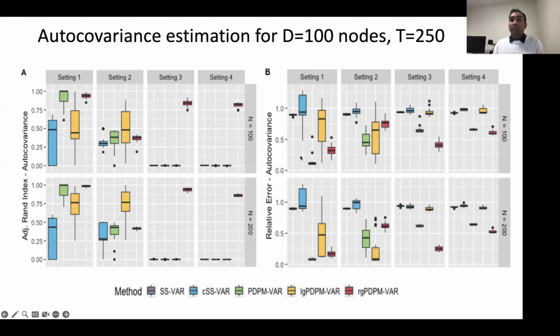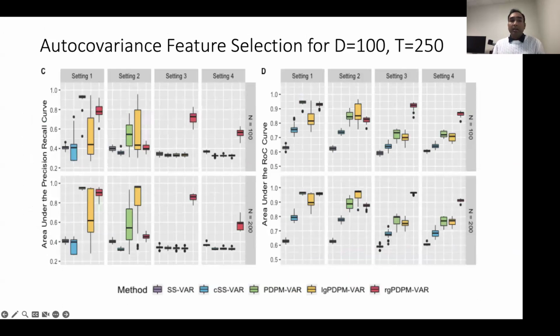Going beyond the clustering, looking at the estimation performance, the relative error for the autocovariance matrix, we can see that the RGPDPM VAR has a fairly low relative error, which means it can accurately estimate the parameters in the model. This is the row generalized PDPM VAR model. Looking at feature selection for the autocovariance matrices, the PDPM VAR obviously does well in setting 1 because this setting is friendly to the PDPM VAR. That's how the data was generated. But overall, the RGPDPM VAR tends to do fairly well in terms of the area under the precision recall curve, and also the area under the ROC curve for feature selection.